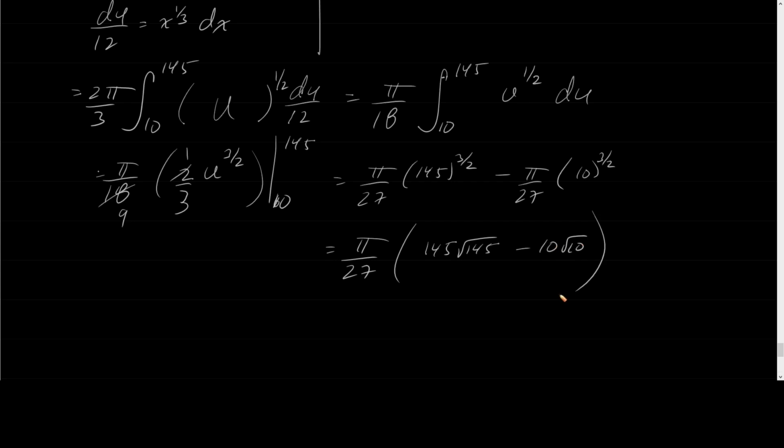I mean, that's the final answer. It's some positive number there. All right, I'm going to end the video there. That concludes 7.4, which again was arc length and surfaces of revolution.